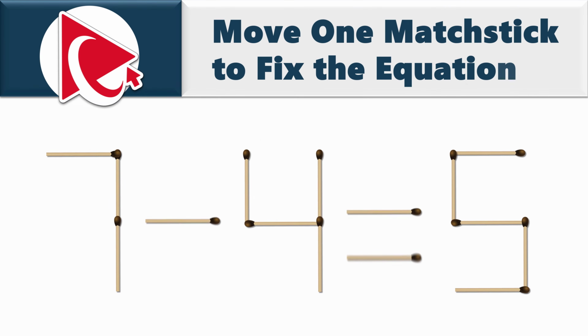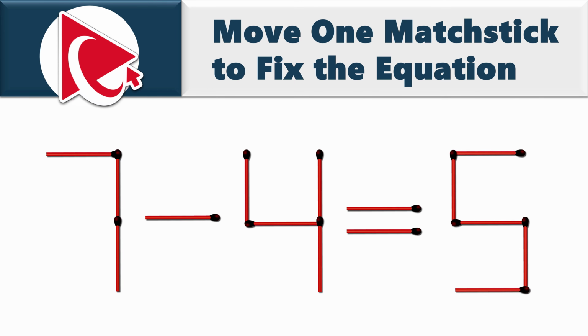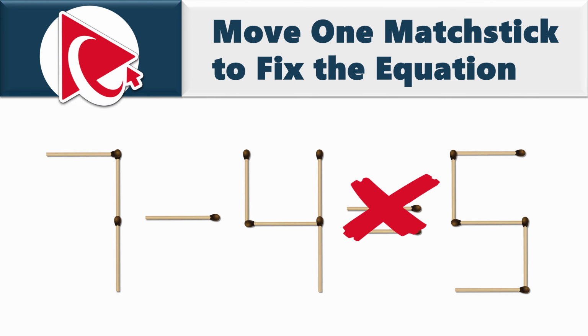You're presented with an incorrect mathematical equation, which is built from matchsticks, and you need to move one matchstick to fix this equation. The equation as it stands right now is 7 minus 4 equals 5, which is not mathematically correct. But as I mentioned, this one is for you.